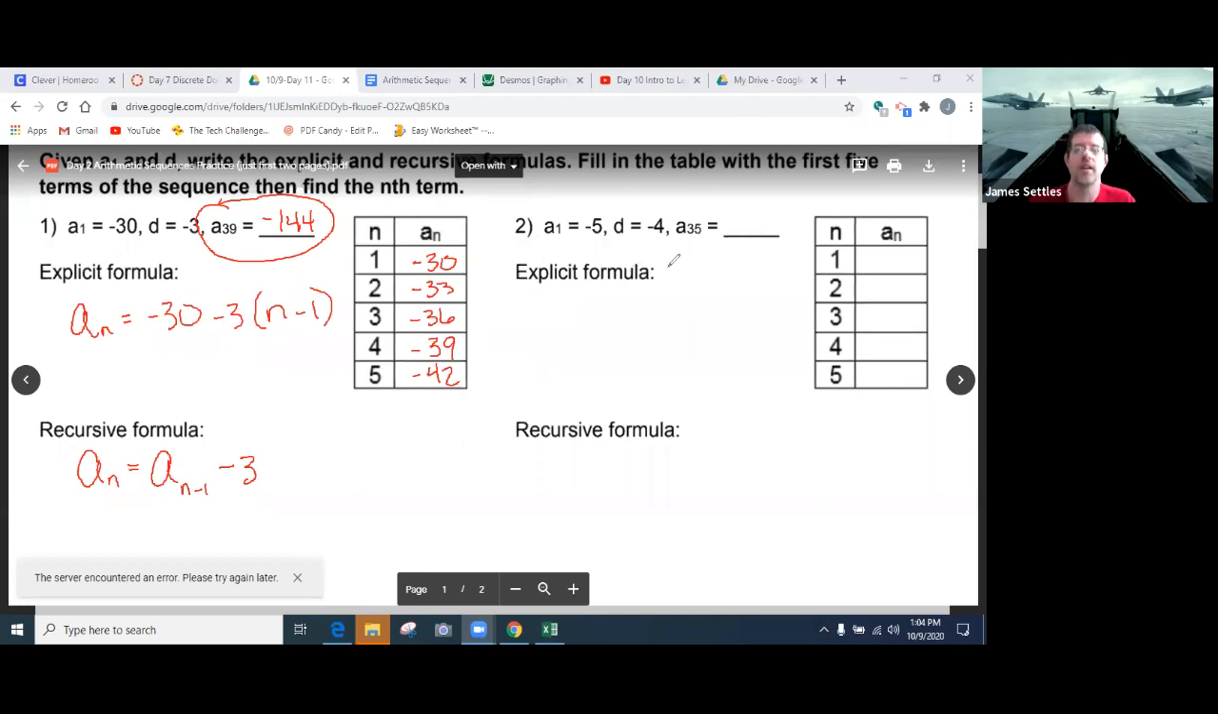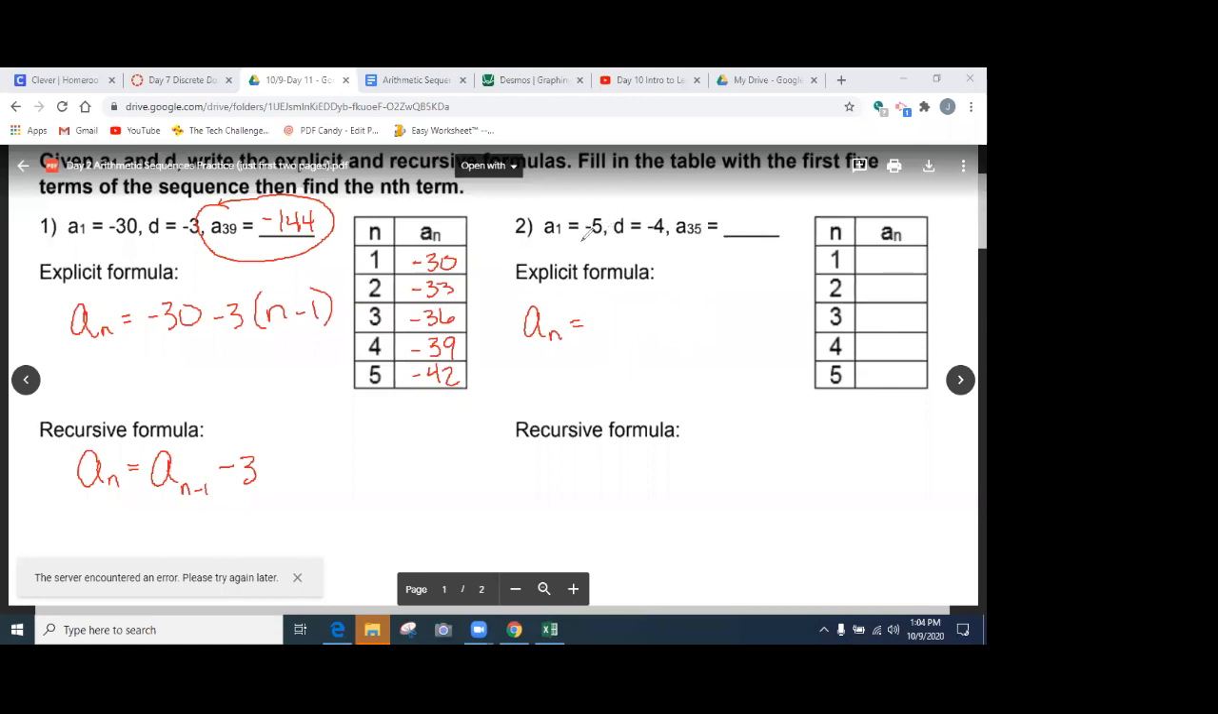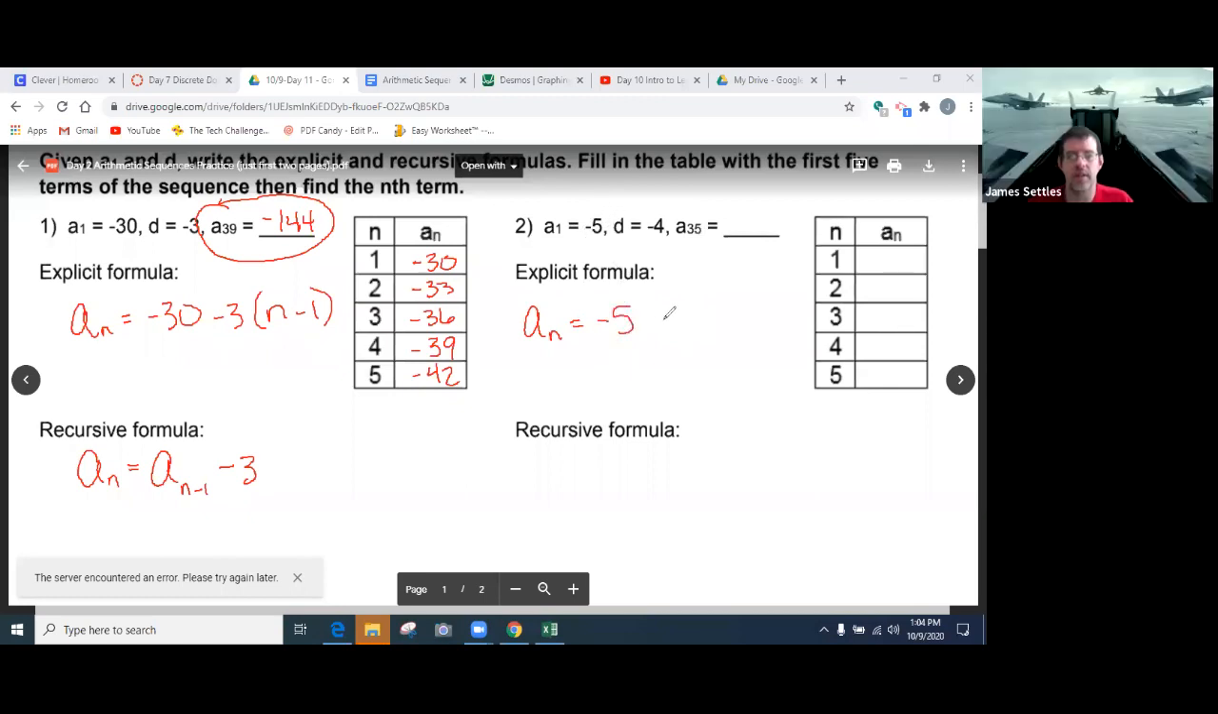Very good, very good. All right, so number 2, first thing we're always going to do is start with the formula. We got a sub n equals, and then a1 is the -5. The difference would be -4, and then n-1. So we're just substituting a1 and the difference into our formula that we wrote up at the top of our paper. All right, and then once you have this formula, then we're going to go back and go to the Desmos, and we'll let the Desmos deal with everything else.